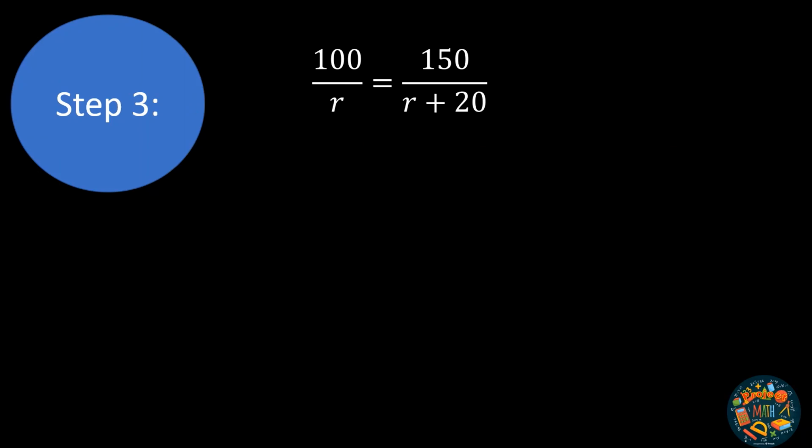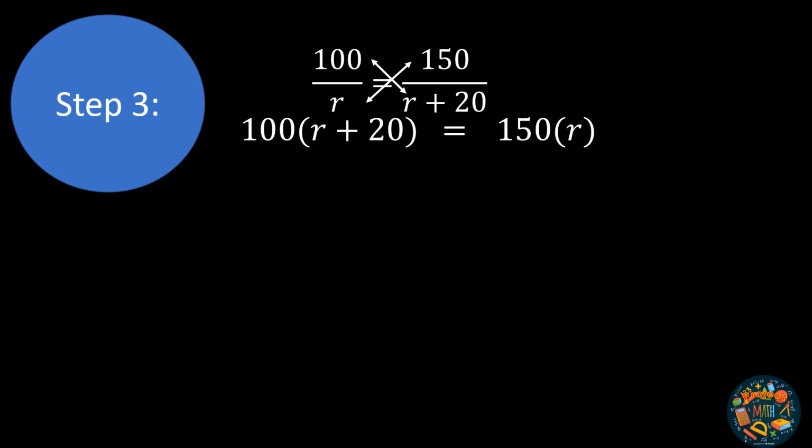Since the equation shows proportion, we can use cross multiplication. So multiply R plus 20 by 100. So we have 100 times R plus 20. Then multiply R and 150. So we have 150 times R.